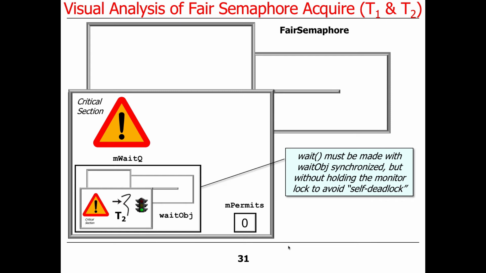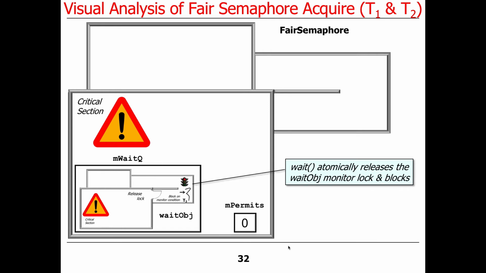Now here's the really crucial thing. The wait that's called on the wait obj must be done with wait obj synchronized, but without holding the intrinsic monitor lock of the fair semaphore in order to avoid self-deadlock. This is really, really subtle code. Again, I recommend you go read the Cargill article. He gives you some pointers on how to do this. This is tricky. Again, it's not hard. I mean, it's not long code. It's just really tricky code.